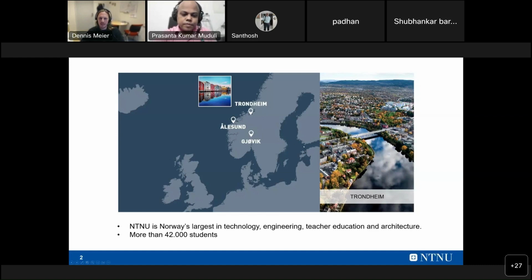And NTNU is actually the largest university in Norway with more than 42,000 students, especially when you take into account that Trondheim only has 200,000 inhabitants. It's quite a student city with a lot of young students coming here from around the world to study. So really nice atmosphere. And if you haven't been here yet, I can only recommend to come by and visit us.